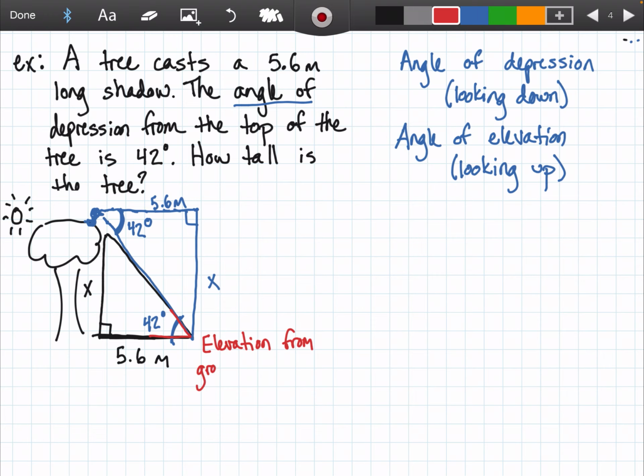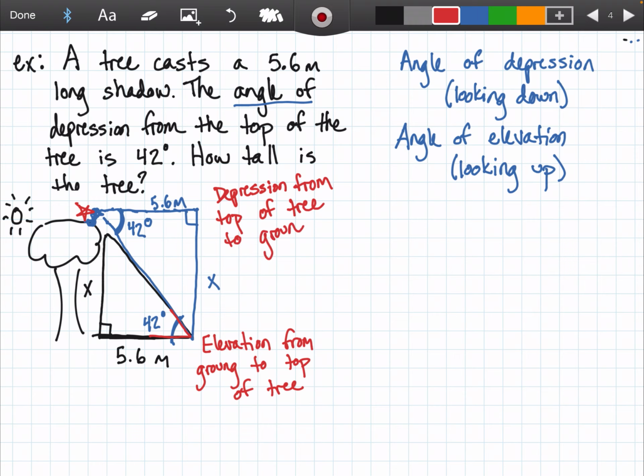So it's from the ground to the top of the tree, because that's where you're looking up. So let's say there was like a worm, and then the worm lifts its head and looks up at the top of the tree. So that would be an angle of elevation because he looked up. The bird is an angle of depression. And you notice that the angles are the same.